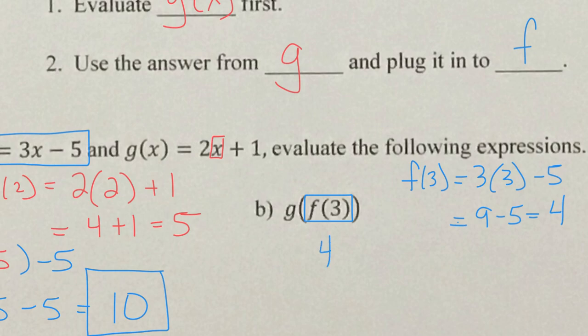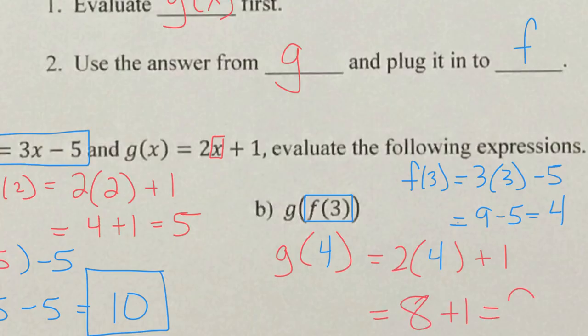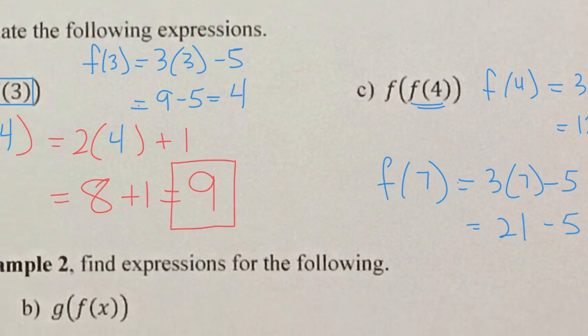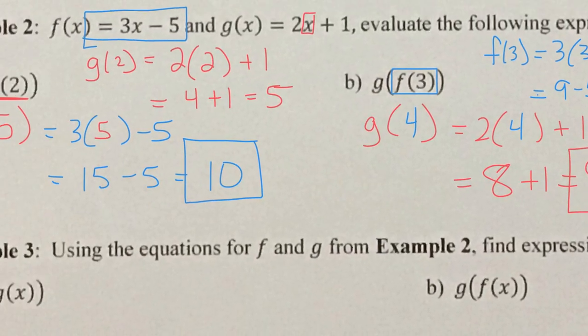So we're really evaluating what is g at 4. Okay, so instead of x, we're going to plug in 4. And of course, 2 times 4 is 8. 8 plus 1 is 9. So our final answer is 9. Okay, our last example, f of f of 4 means we evaluate using the f function, and then you plug that back into the f function. Okay, let's see our next stuff.